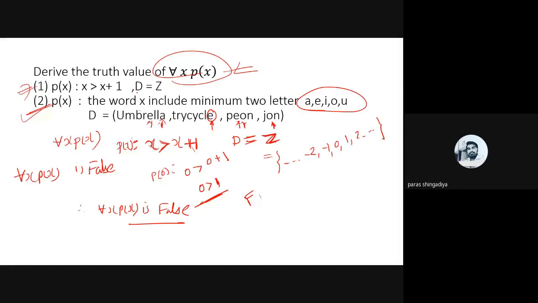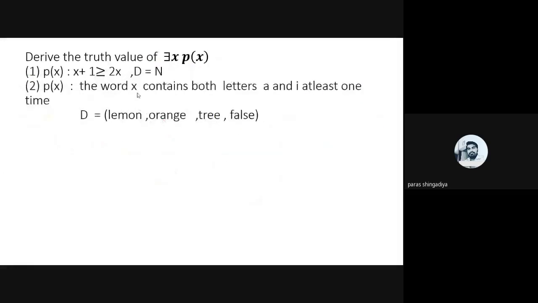Then after that, the answer of there exists x, P(x), for this one: x plus 1 greater than or equal to 2x. That is P of x for the first one. D is equal to the natural numbers given, 1, 2, 3, 4, 5 and so on, and P of x is given as x plus 1 greater than or equal to 2x. So what is the answer of there exists x, P(x), for the first one? Is it true or false?